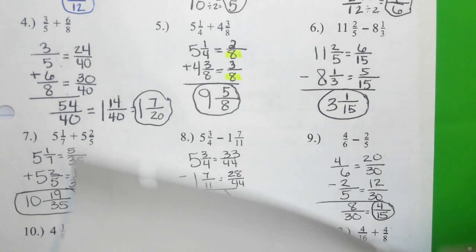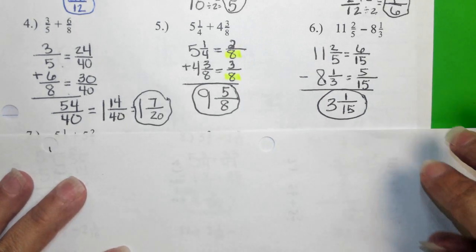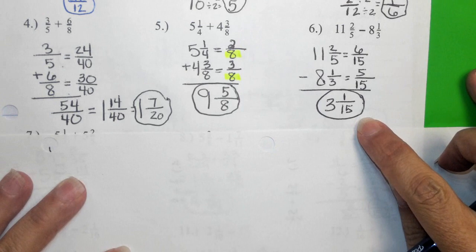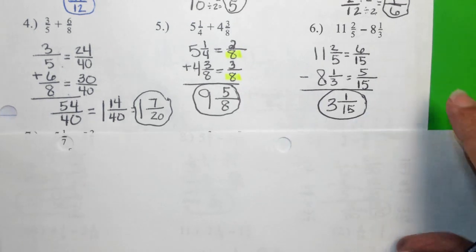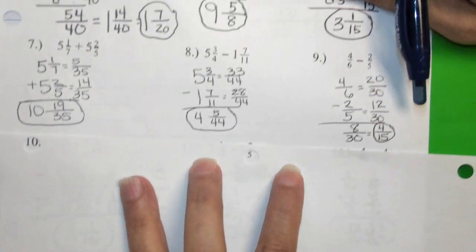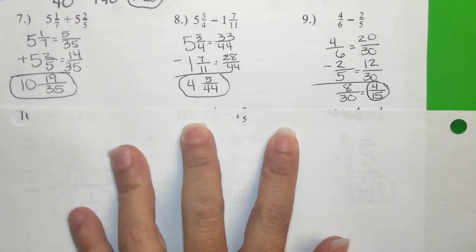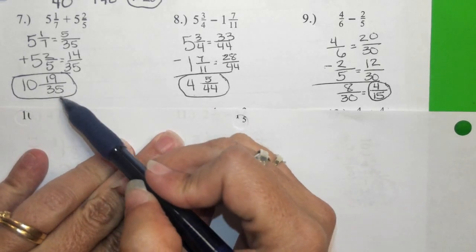Number 6. Let's look at it. Did we look at it already? I don't remember. Yes. Okay, 3 and 1/15. Okay, now let's go to the weird ones. Here we go, 7, 8, 9. I know I didn't show you on the video last night, and they've been sitting here just a minute because I didn't realize I showed you. Okay, 7. 10 and 19/35ths.